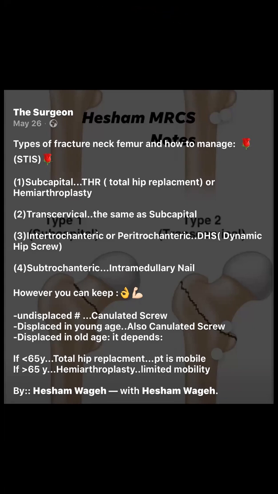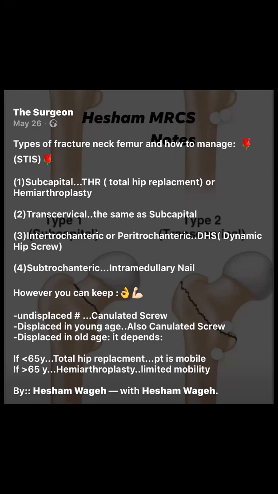But if they didn't tell you the type of the fracture and just tell you undisplaced fracture neck of femur, then I will go for cannulated screw. If displaced in young age, I will also go for cannulated screw, internal fixation. In some questions, you can see no cannulated screw in choices. You can see internal fixation, okay?